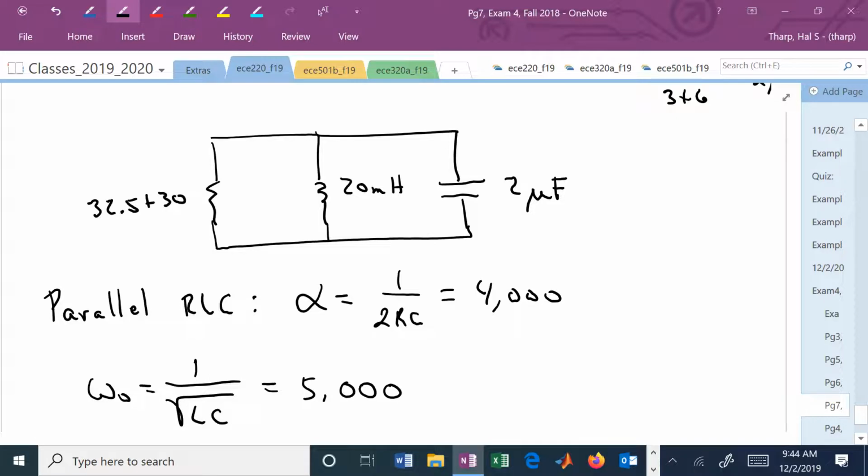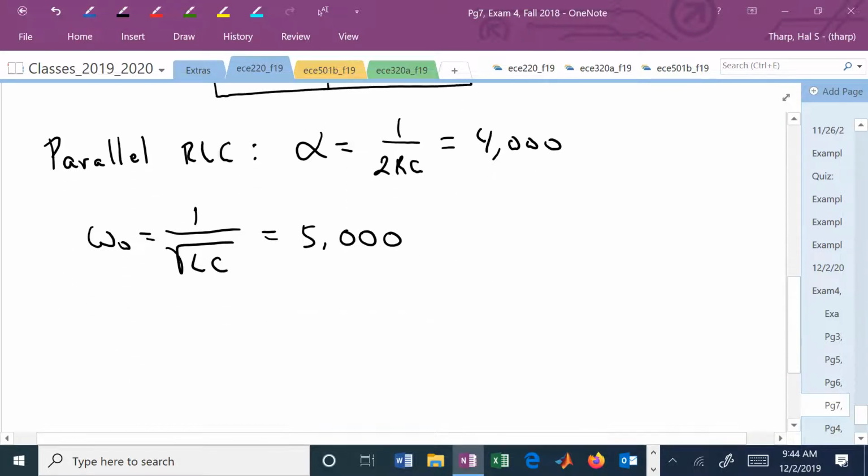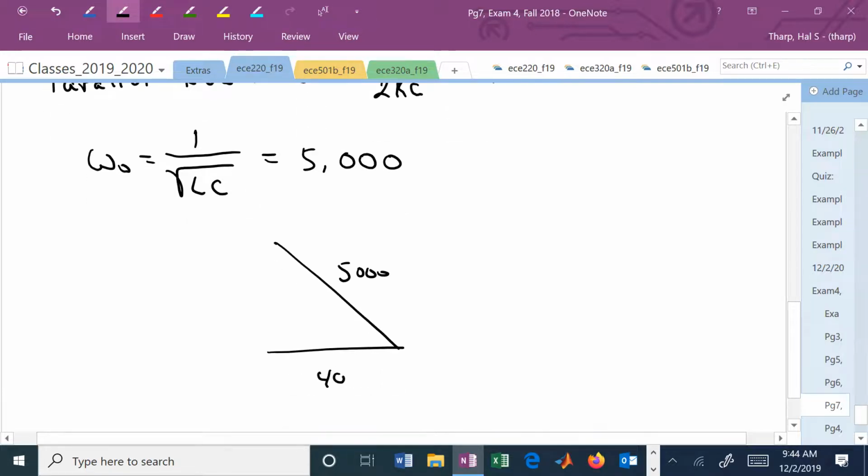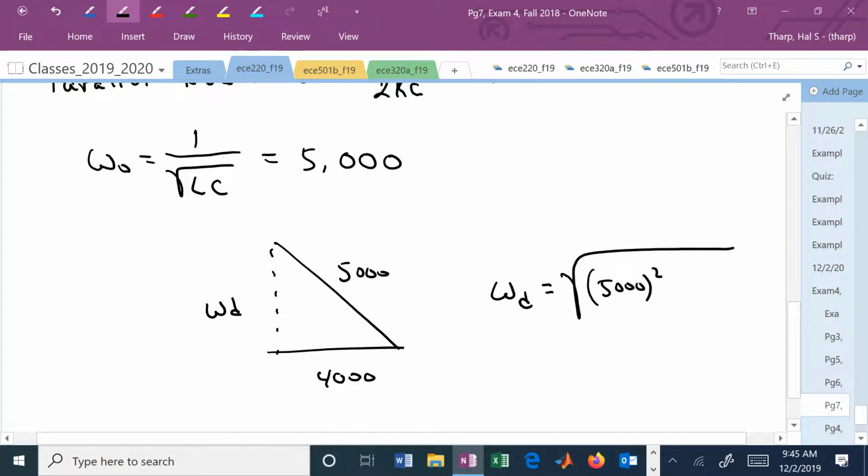We now have this right triangle picture that we could draw. We could say, oh, this is 5,000. This is 4,000. And now I'm trying to find this omega sub d. So that omega sub d is the square root of the hypotenuse squared minus the adjacent side squared. And doing that, you end up with 3,000 radians per second, or 3 kiloradians per second.